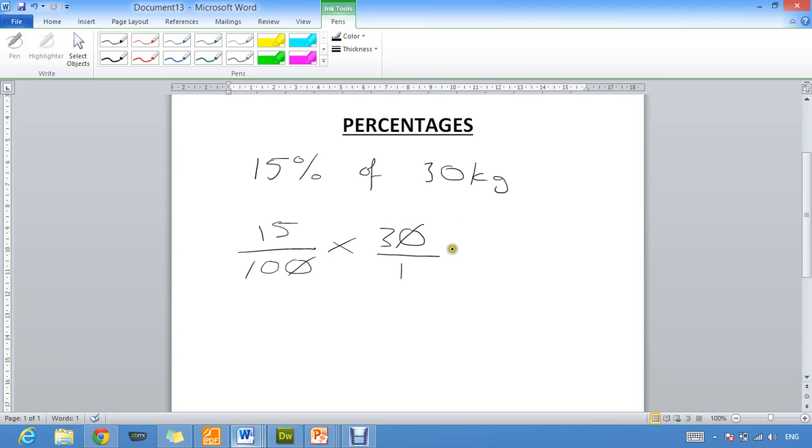Right, so what you have to do now, you multiply straight across. So 15 times 3 will be 45. And then 10 times 1 will be 10. Now if you know that when you divide by 10, you go back 1 decimal point, so your final answer will be 4.5 kilograms.